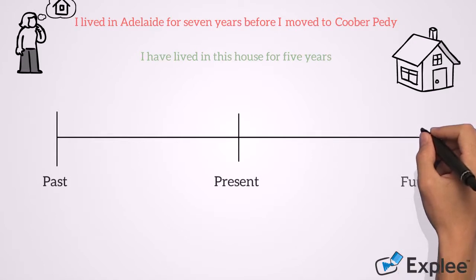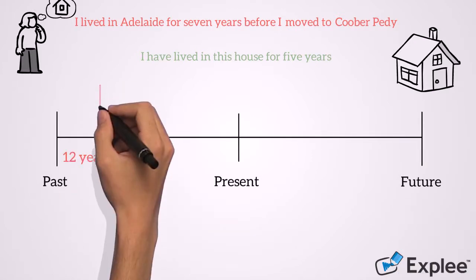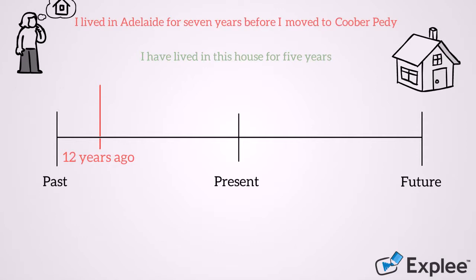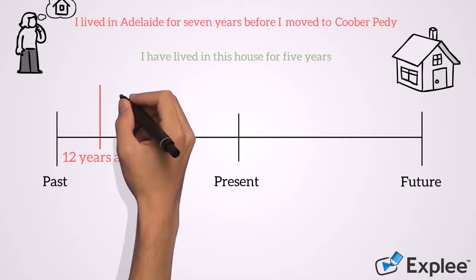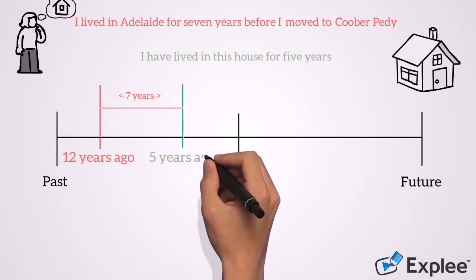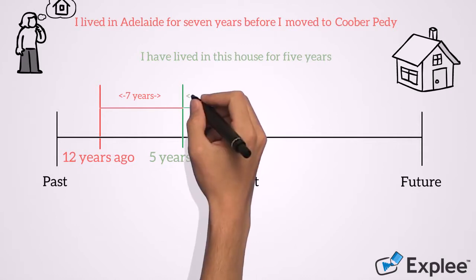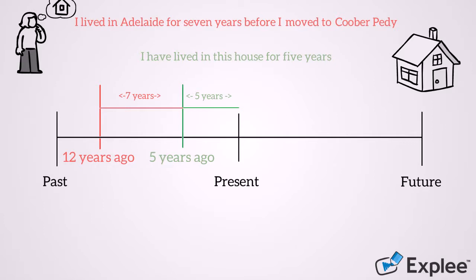When did Luke first move to Adelaide? That's right, 12 years ago. And how long did he live in Adelaide for? Yes, 7 years in total. And when did Luke move to Coober Pedy? That's right, 5 years ago. And does he live there now? Yes, he does. He's lived there for 5 years up to now.